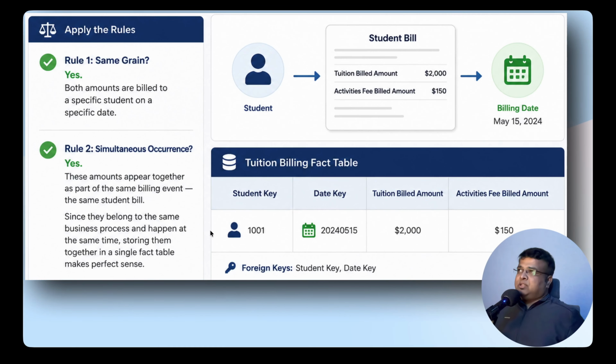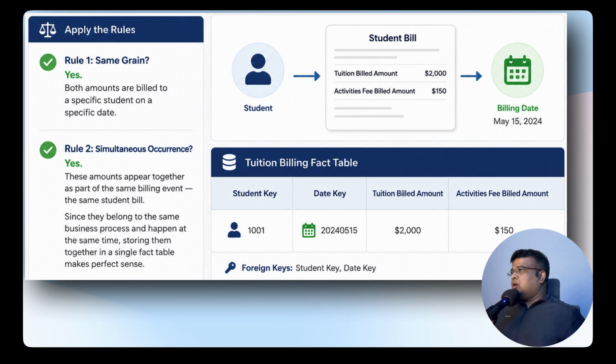Now let us take a look at this example where facts can be stored together. Suppose we have a tuition billing amount and an activities fee billed amount. Again, let us apply those rules. Rule 1, same grain. Yes, both the amounts are billed to a specific student on a specific date. Rule 2, simultaneous occurrence. Also yes, because these amounts appear together as part of the same billing event, basically the same student bill, since they both belong to the same business process and happen at the same time. Storing them together in a single fact table makes perfect sense in this case.